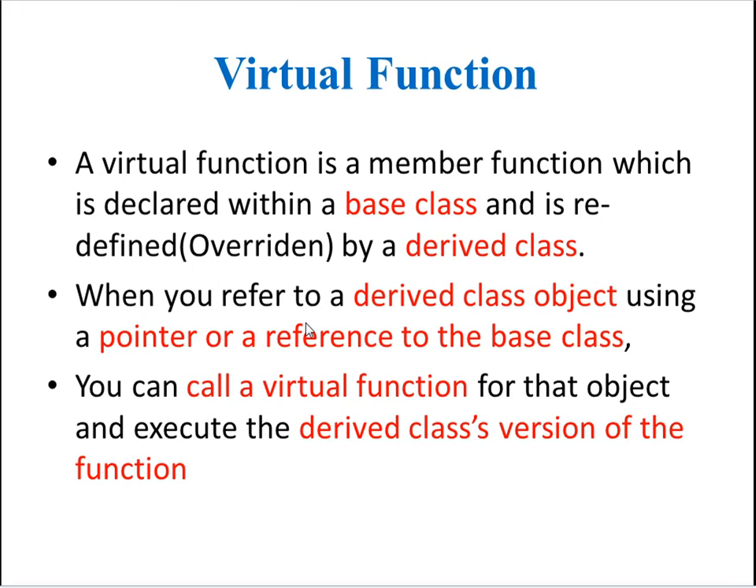When we create a derived class object using a pointer or reference to the base class, that is, we are trying to access the derived class object through the base class pointer, at that time you can call a virtual function for the object and execute the derived class version of the function, or the proper function of the object.